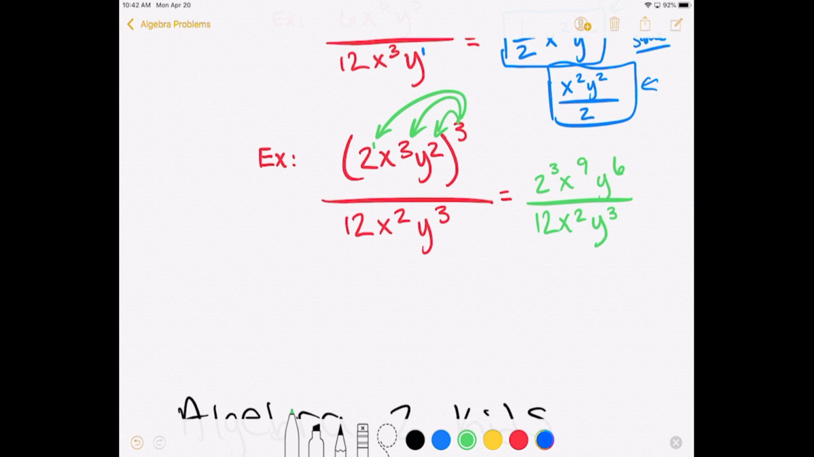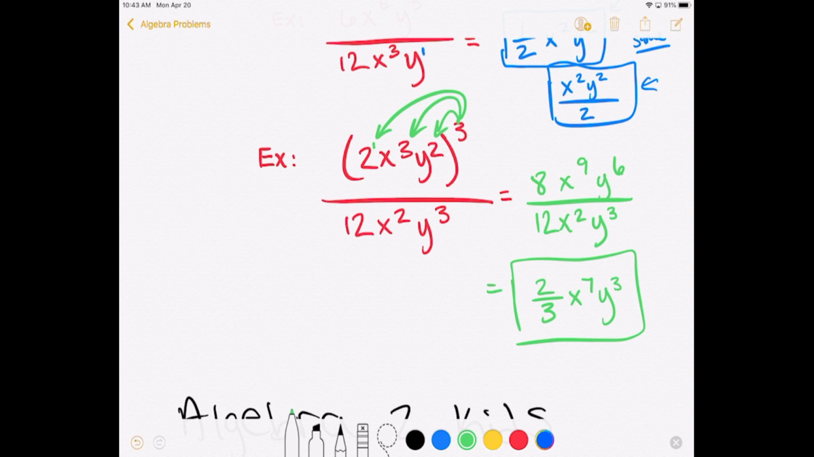So now I just have no parentheses, right? Got to get rid of parentheses. Now I just have a normal division problem. I am going to do one quick thing. 2 cubed is 8. And now I can simplify this. Treat numbers normal. 8 over 12 is the same as 2 over 3. X to the 9th over x squared. Again, when you divide, you subtract. So I get x to the 7th. Y to the 6th over y to the 3rd, I get y to the 3rd. So again, I'm going to subtract there because I'm dividing. And that's going to be my final answer.